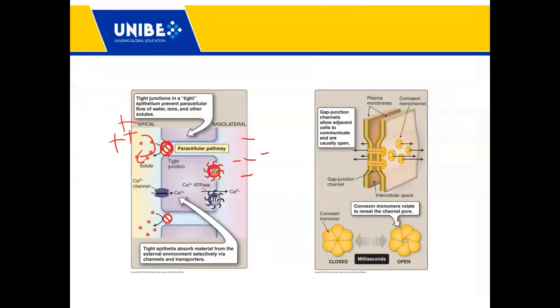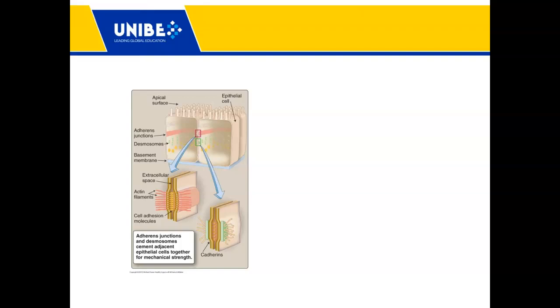Then we have another type of junction which is called gap junction. Gap junction is made of the protein connexin, and this basically joins or binds two cells together and permits the passage of small molecules like nucleotides and ions through the cell. And these gap junctions are important for something we'll talk about later in another class, which is called electrical synapse.